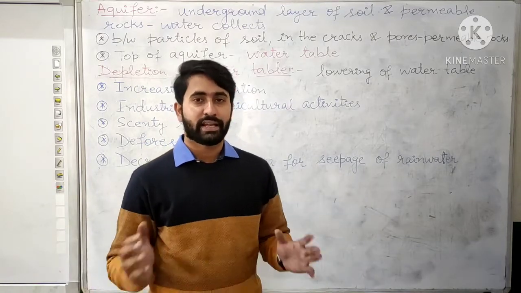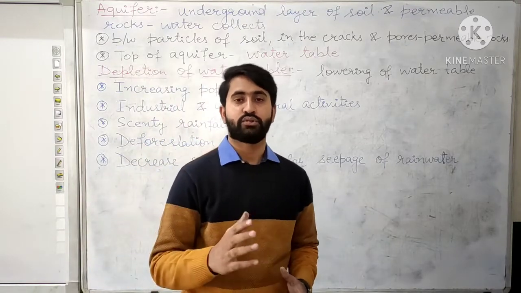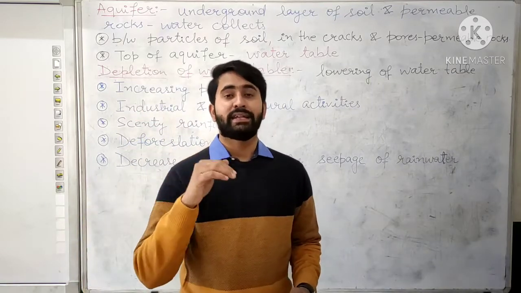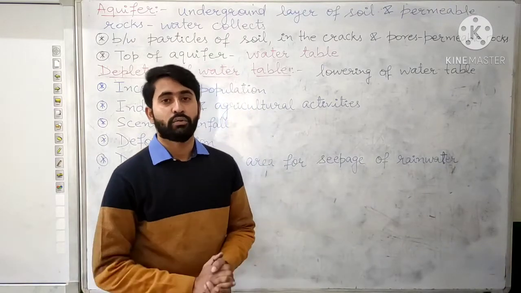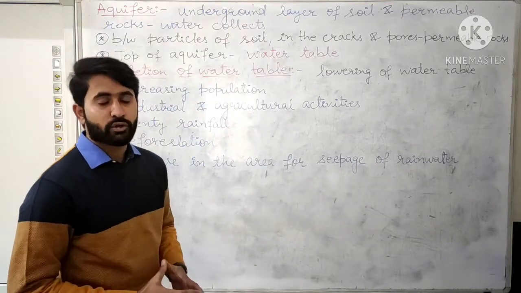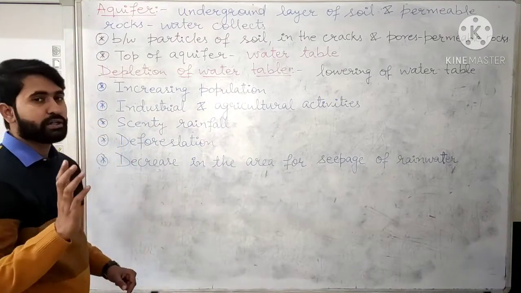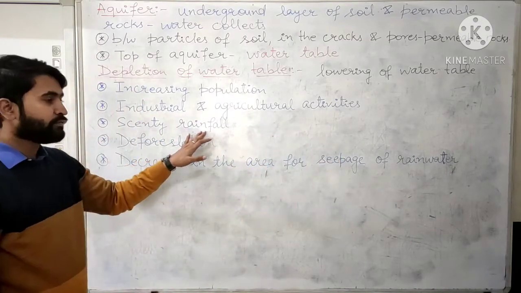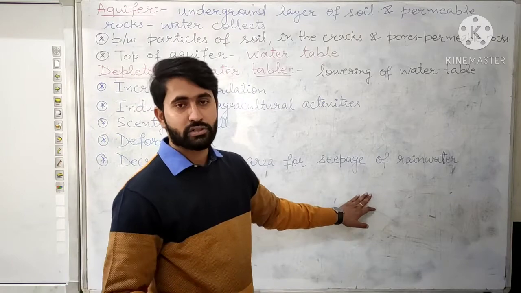The water which we take out from under the ground for various purposes gets replenished naturally by the rainwater. The water table at a place may get depleted or fall down if the water that is taken out is not replenished naturally. Some factors which affect the water table and make it go down are increasing population, industrial and agricultural activities, scanty rainfall, deforestation, and decrease in the area for seepage of rainwater.